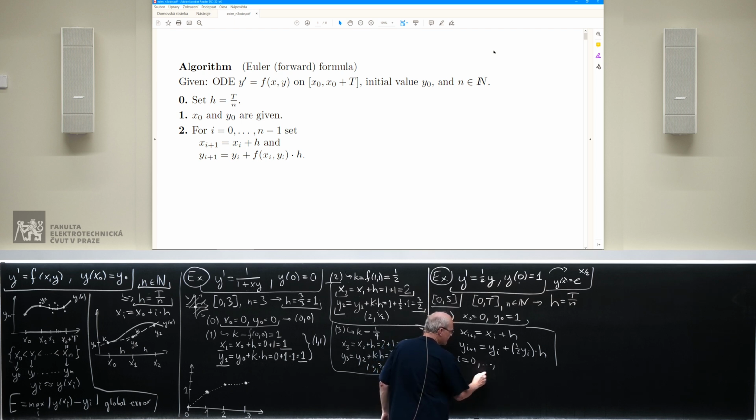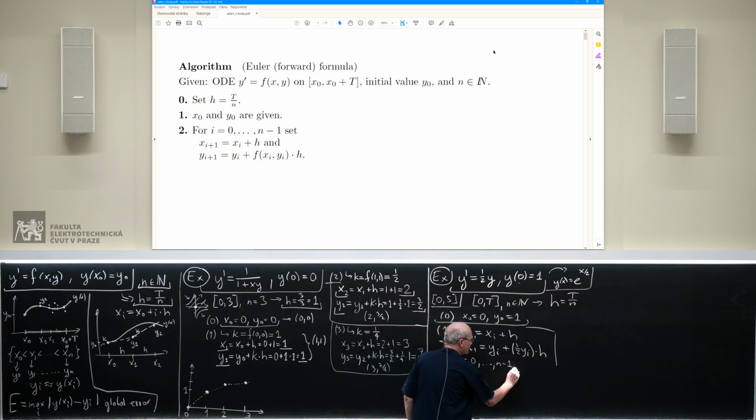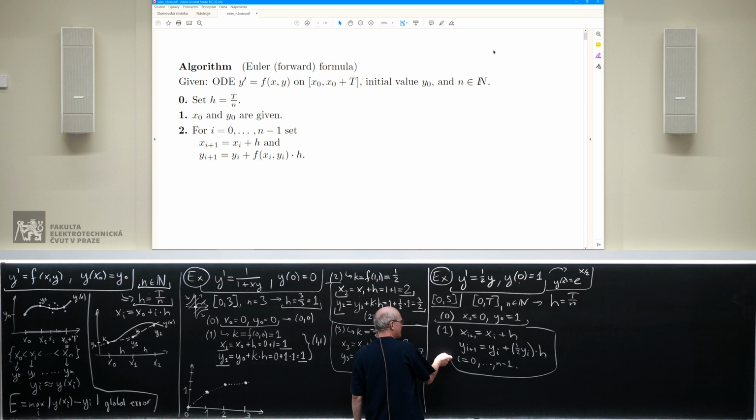That's the 3 dots. Now, what is the last guy? The last pair which I need is xn and yn. To obtain xn and yn, I need to put here n minus 1. Is it the same as in my algorithm? The answer is yes. Okay? So this all makes sense nicely.